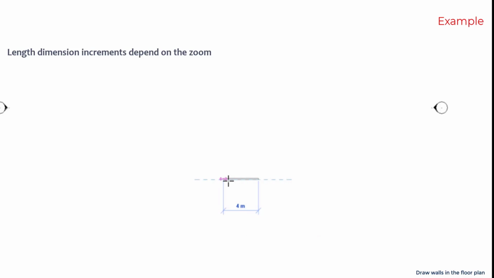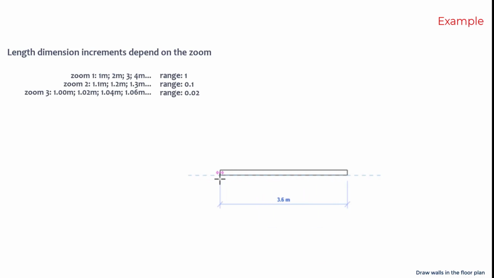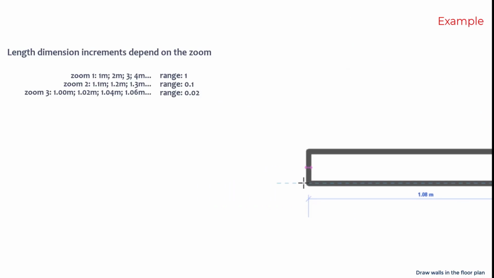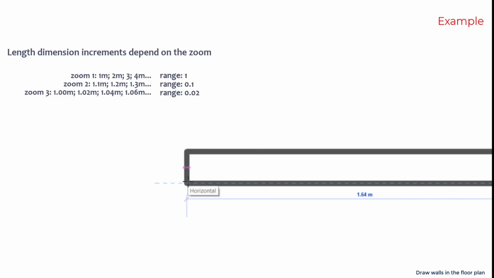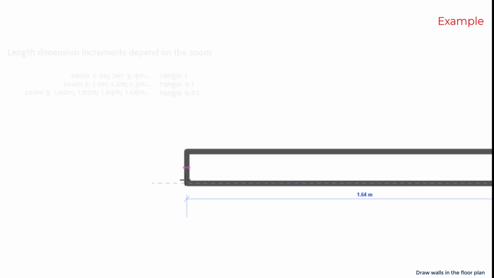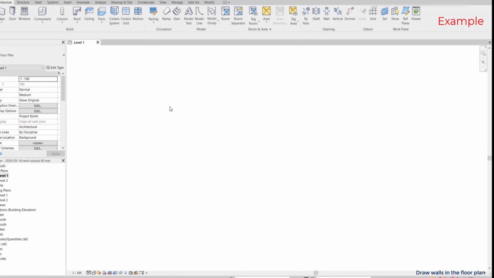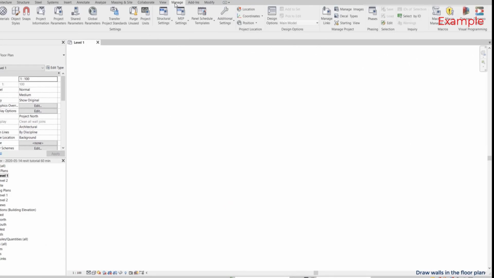Then let's continue. I zoom in a little bit more, and at this moment the values changed in a smaller range, this time in intervals of 0.1 between each measurement. If you still zoom a bit more, now the values are even more closely to each other. They are only snapping every 0.02 meters. So, all these settings are editable. On the Manage tab, we have to find this icon Snaps.